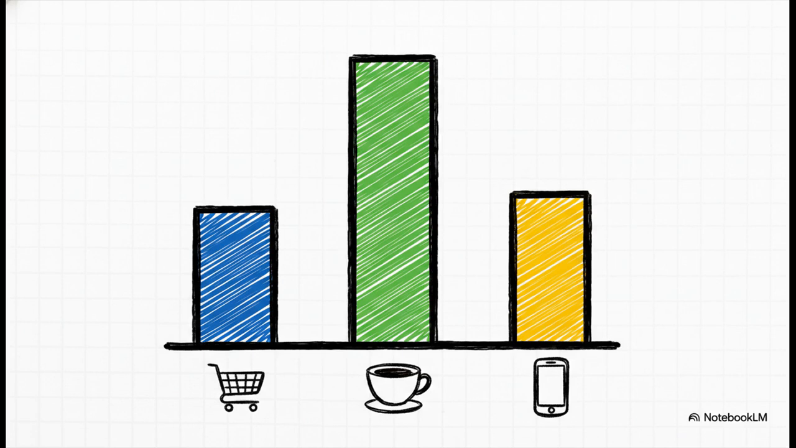Bar charts are the champs of comparison. They make it instantly obvious which group is biggest, which is smallest, and how they all rank. It's a super clear way to compare quantities across different categories.